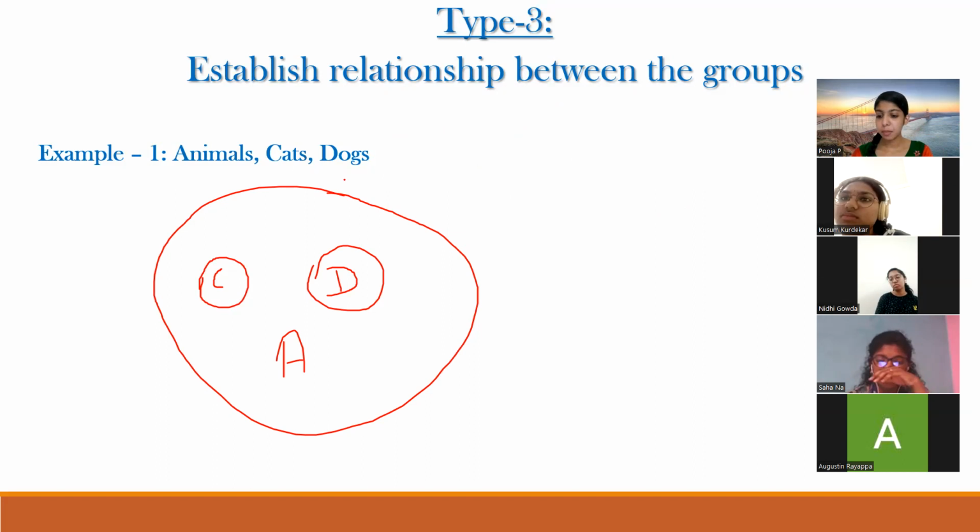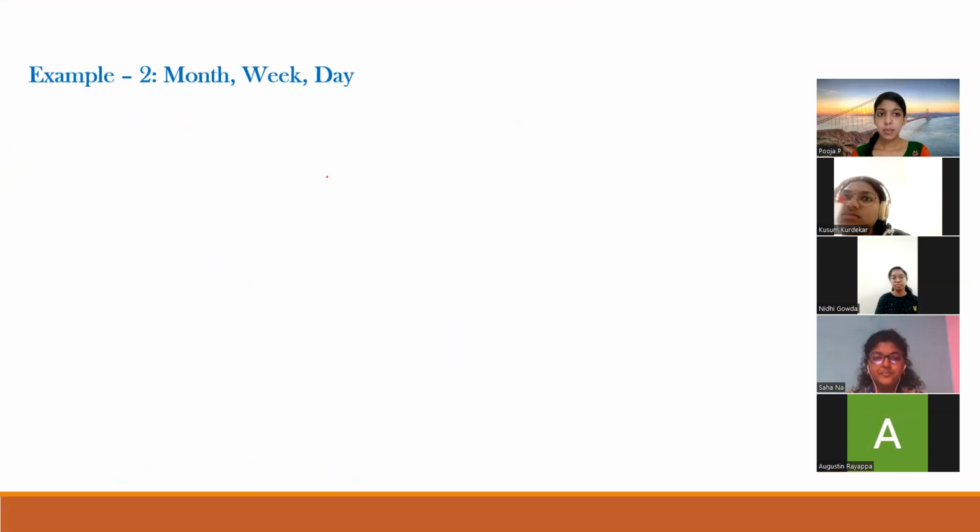Probably you will understand that. Yeah. The second example, that is month, week, and day. Does there exist any relationship or any commonalities between them? Yes. If yes, what are they? That is, week is a part of a month and day is a part of a week. So as I told, one inside one will come in.